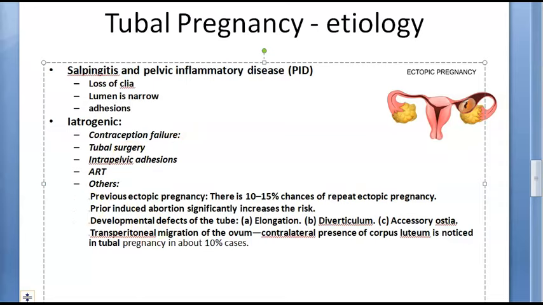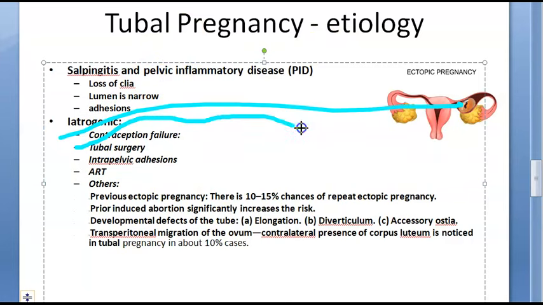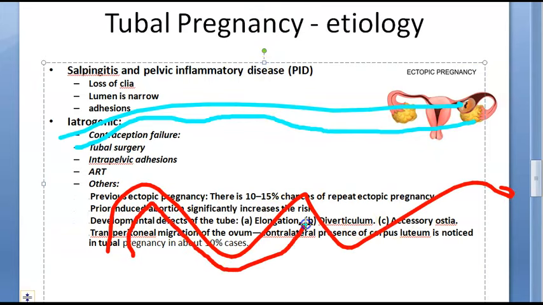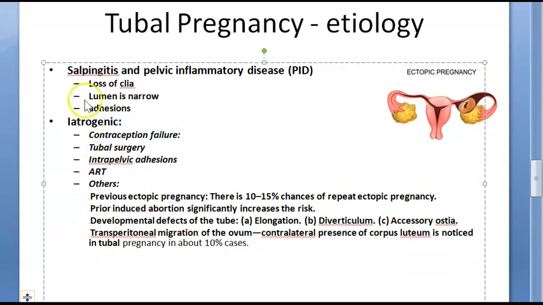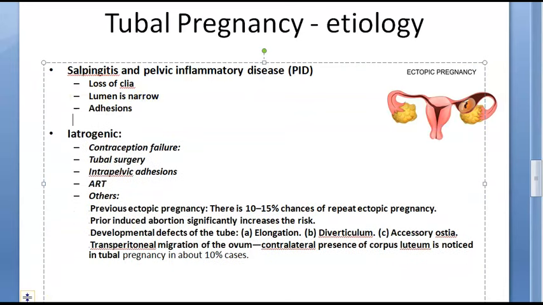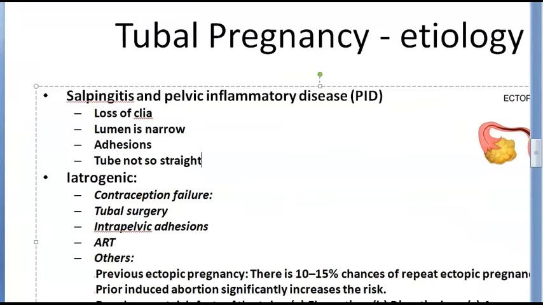Then peritubal adhesions resulting in kinking and angulation of the tube. So the tube, instead of being like this, I try to draw a nice tube, but instead of being like this, the tube has become like this. Kinking and angulation of the tube, right? So this can happen. So I will say tube is not straight. Tube is not so straight. What do you say? It's more curved, etc.